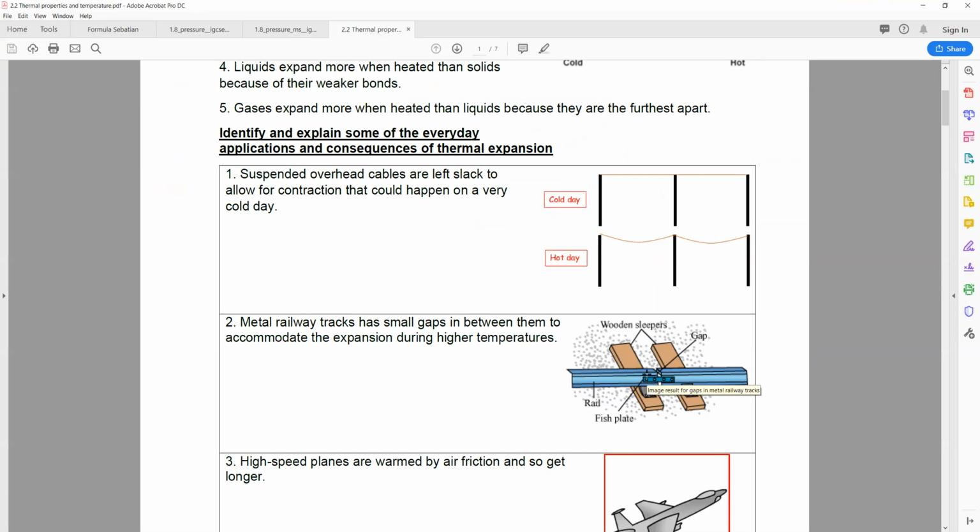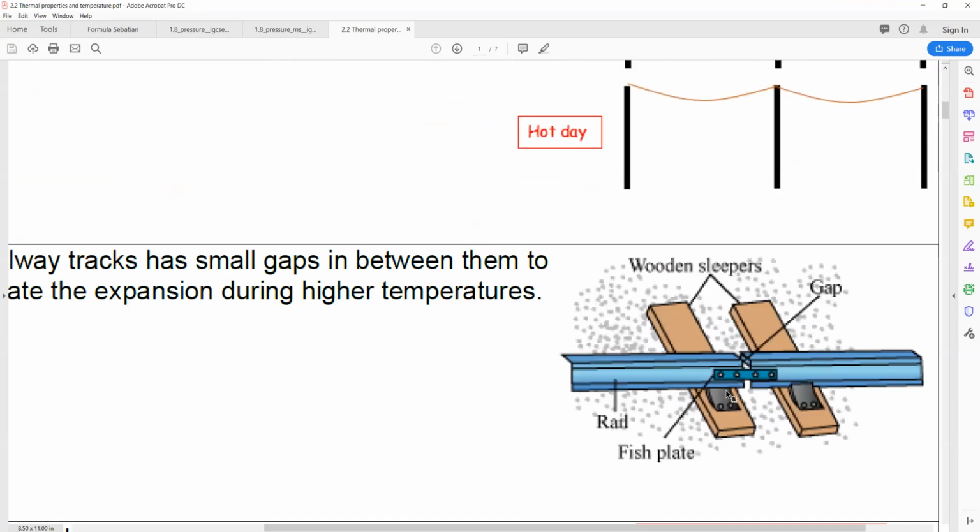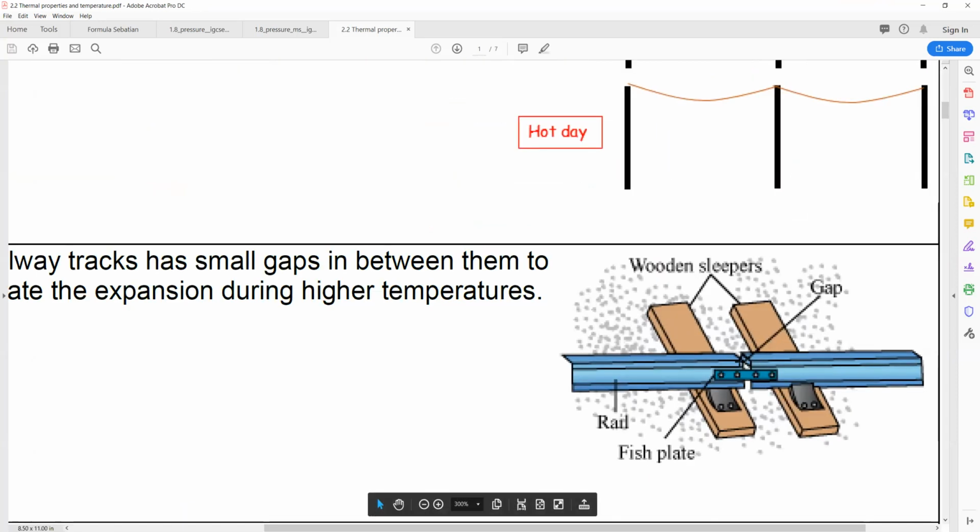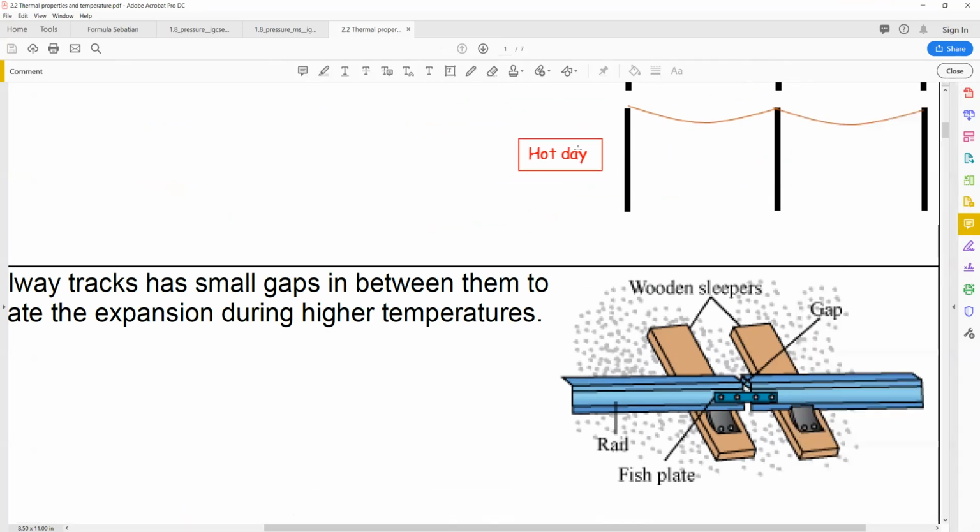If you've ever seen a railway track, you'll notice that there are always small little gaps in between each and every one of the rails, simply because when a train passes by, it's going to create friction across the rails. And when there is friction, there's going to be expansion, and engineers will calculate the amount of gap needed for the expansion so that it does not buckle.